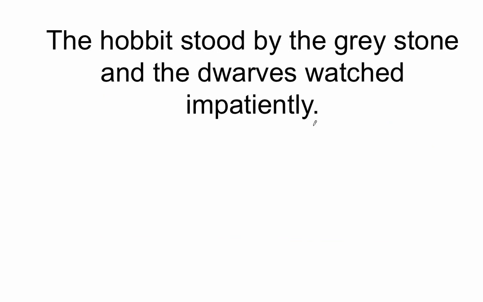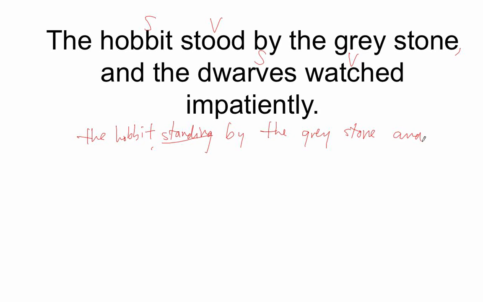And let's take a look at another example. Ooh, The Hobbit. So we probably know who wrote this sentence. "The Hobbit stood by the gray stone, and the dwarves watched impatiently." So let's make this an absolute phrase. You have your subject. You have your verb here, stood by the gray stone, and the dwarves. This is another subject, and this is another verb. So in fact, this is a compound sentence, and technically there would be a comma here. So the verb, you want to make a verbal. You want to go, the Hobbit standing, your verbal, -ing, by the gray stone, and the dwarves watching impatiently.